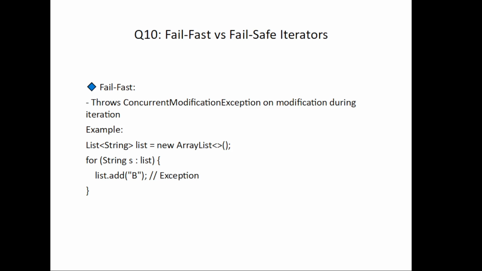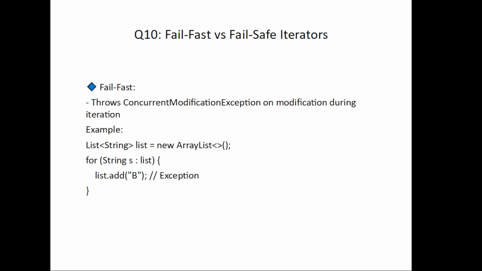Last question is fail-fast versus fail-safe iterators. Fail-fast iterators throw an exception if you modify the collection while iterating. We are looping through the list using a for-each loop, and inside the loop we modify the list by adding b. So the iterator detects this and throws a ConcurrentModificationException, so the iteration fails immediately. Hence the name fail-fast.